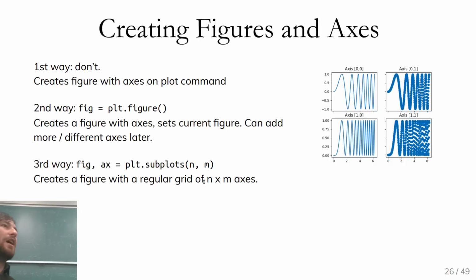That creates a single figure that has a grid of subplots, n times m. So here the thing on the right-hand side that you can see is created by doing plt.subplots(2, 2). And this returns a single figure and the numpy array of axes. So here, if I do 2, 2, axes will be a 2 by 2 array of axes, and I can plot into these individually.